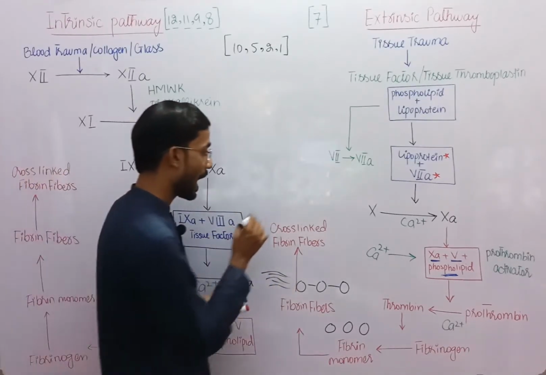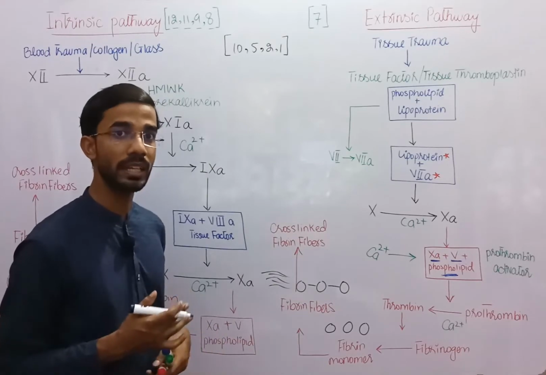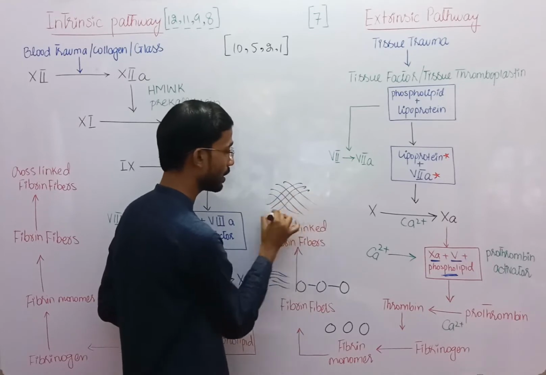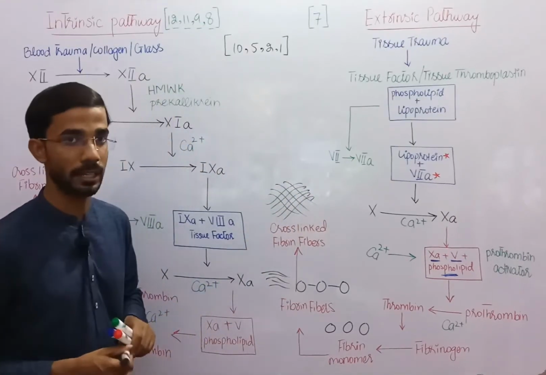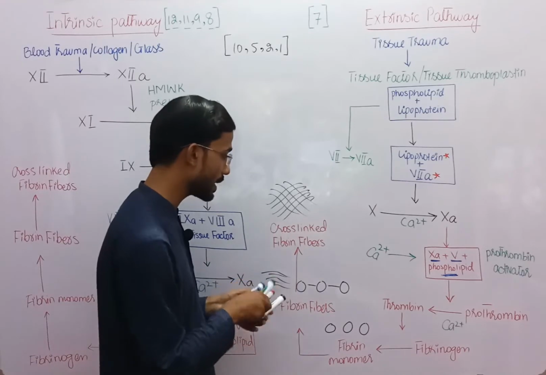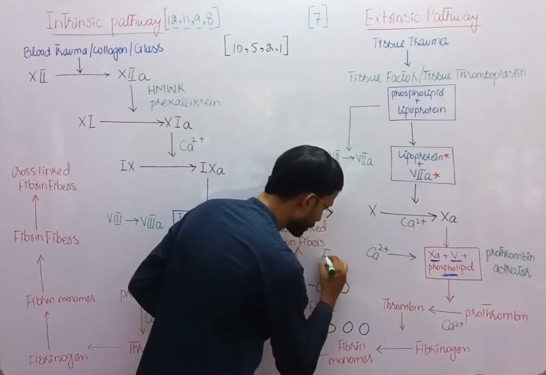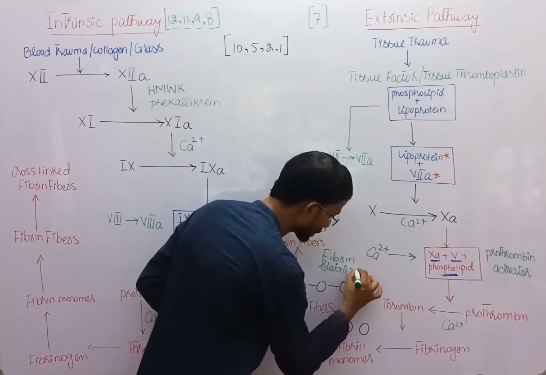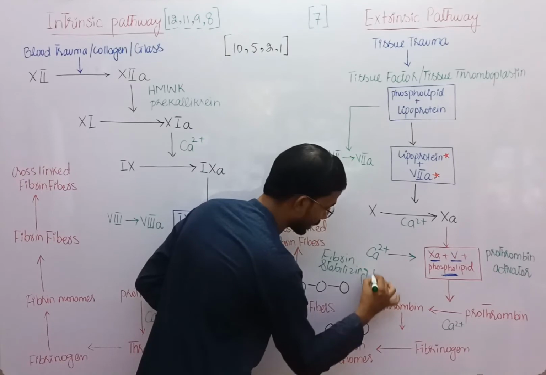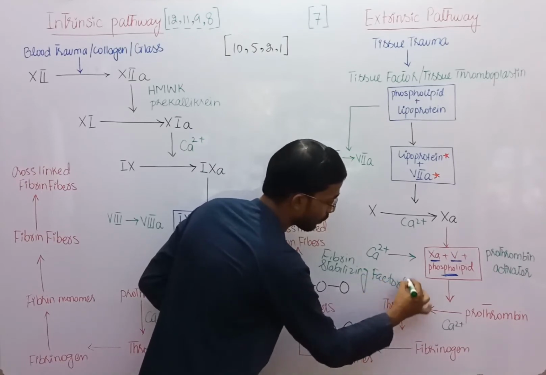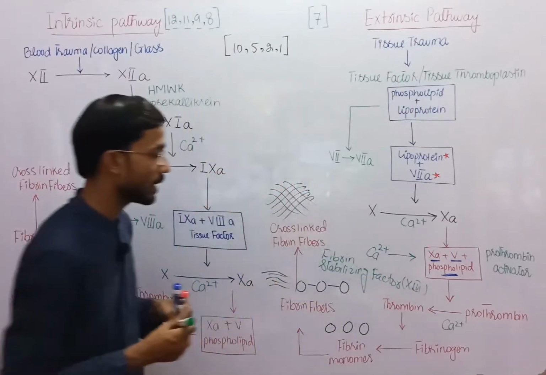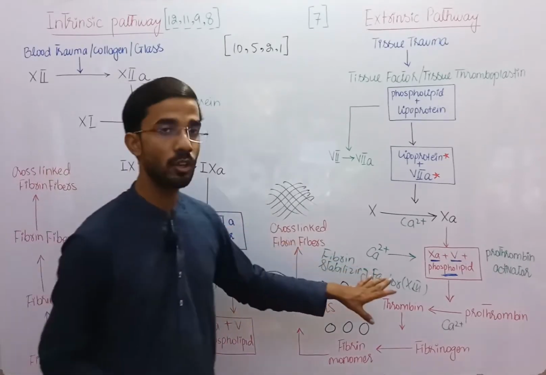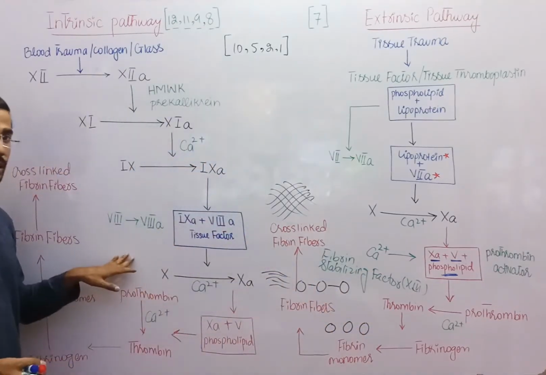Now, for the strengthening of the clot, they cross-link, making an angle of 90 degrees. And here is a factor, the fibrin stabilizing factor, which is actually factor 13. It stabilizes the fibrin fibers. So this is the common pathway. The same occurs here.